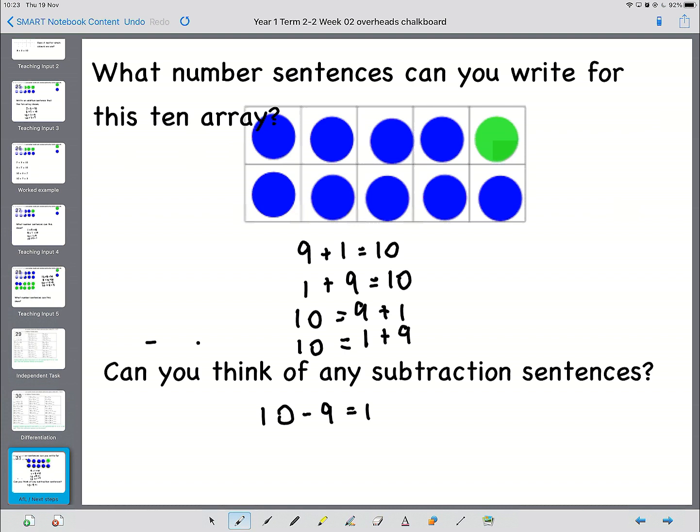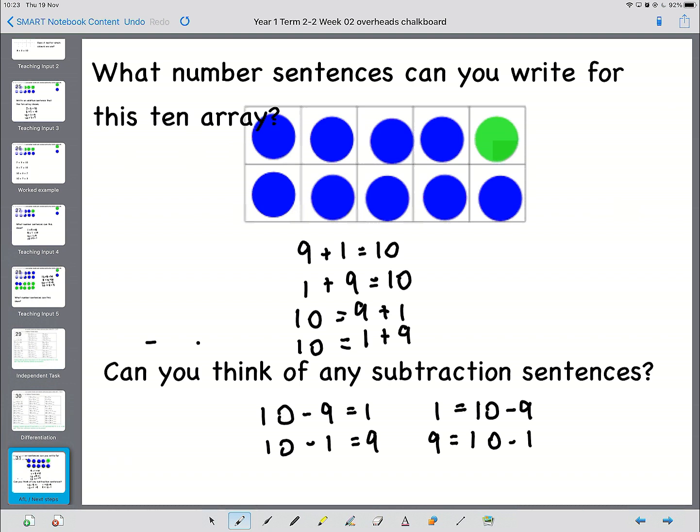Can you think of any more? And when you're ready, start the video again. So the next most obvious one is 10 minus 1 equals 9. And then as we've been practicing, it doesn't actually matter where the equals and subtraction signs are, so we've got 1 equals 10 minus 9, and we've also got 9 equals 10 minus 1. And that is what we're going to be looking at tomorrow.